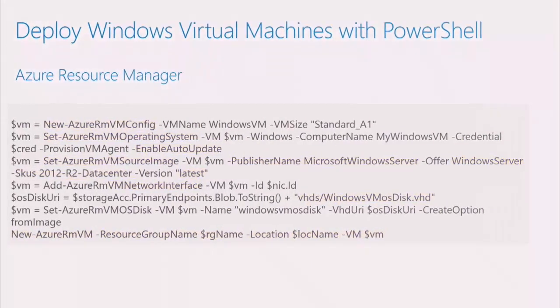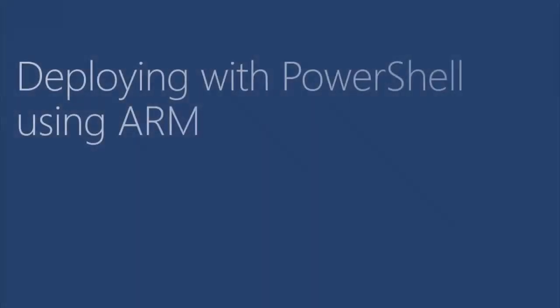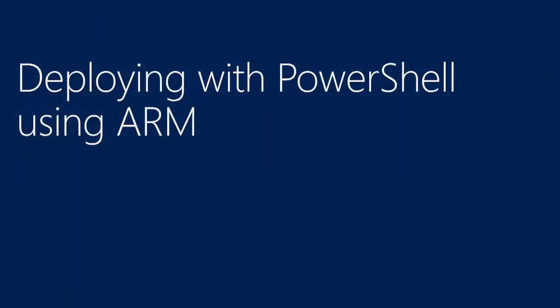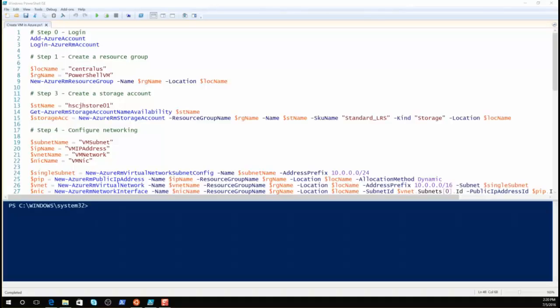So let's take a look at creating virtual machines in Azure with PowerShell and ARM. All right, so in this demo, we'll take a look at how we can do the exact same thing we did in the portal, which is just create a basic Windows virtual machine using the Azure PowerShell commandlets. Again, we've already logged on, as I said before, and what we're going to do is create all the objects needed for a virtual machine.